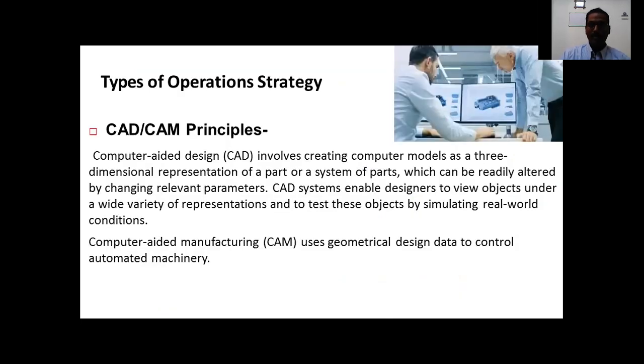Types of operation strategy, CAD and CAM principles. Computer-aided design is called CAD. It involves creating computer models as three-dimensional representations of a part or system of parts, which can be readily altered by changing relevant parameters.